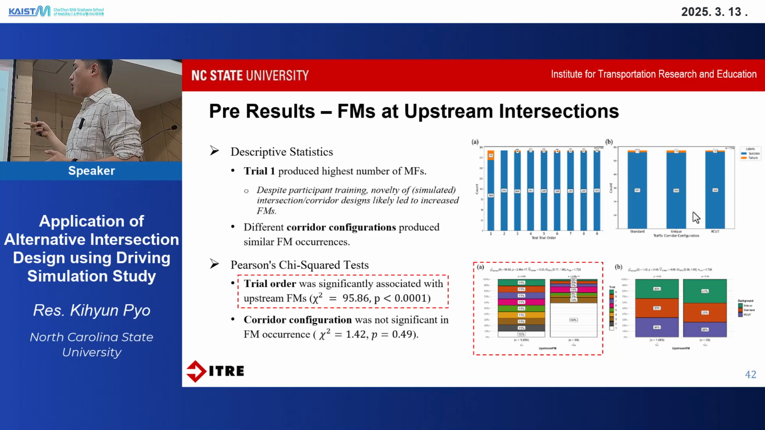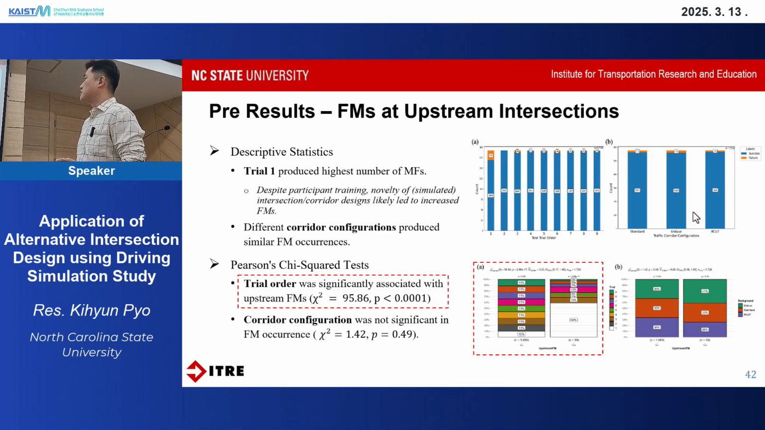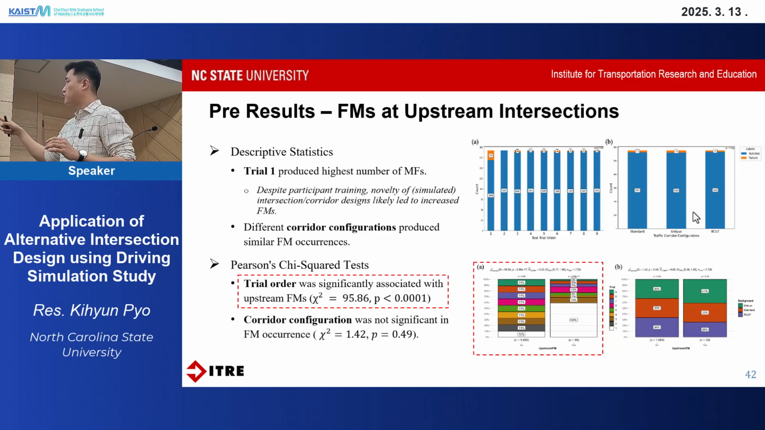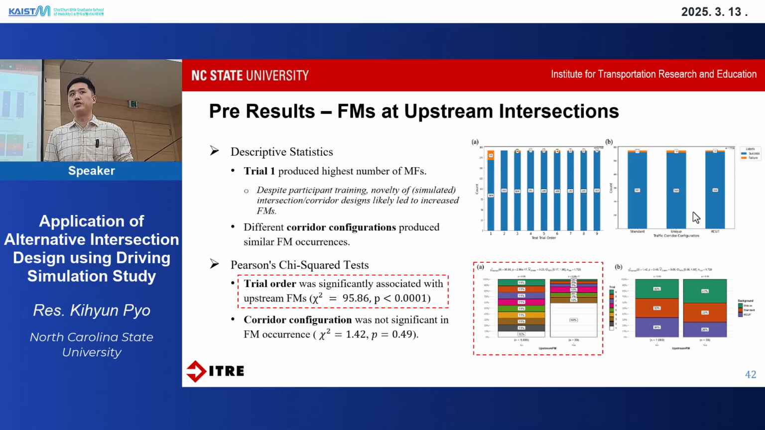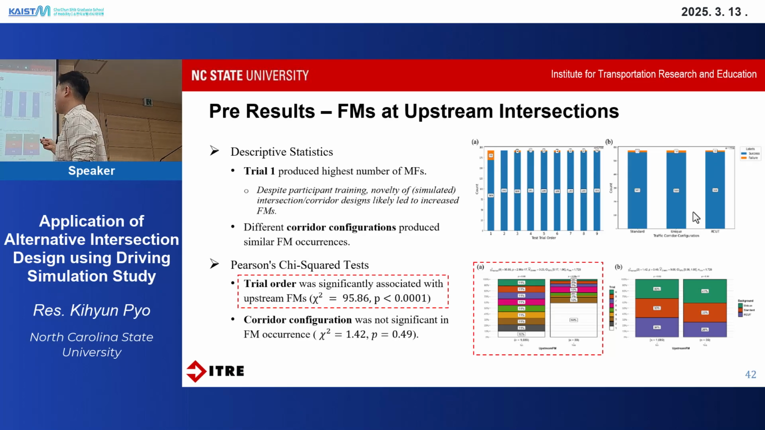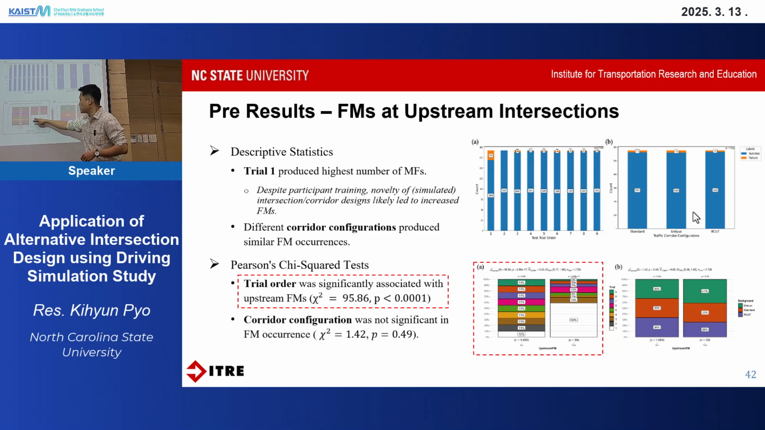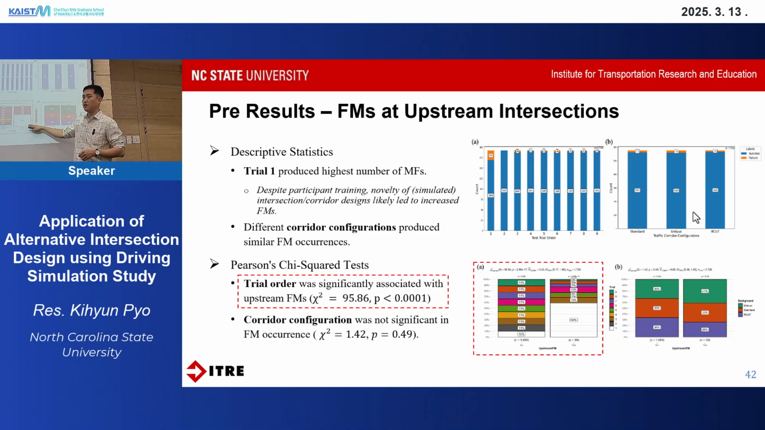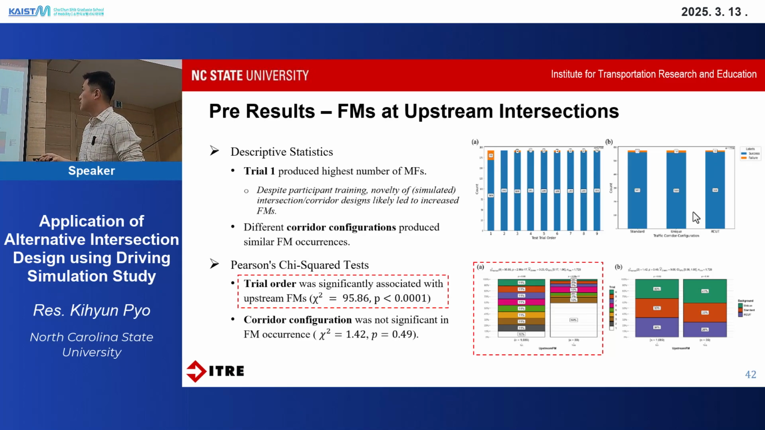The research team expected this situation because trial order was very significantly associated with failure movements. This one, the first trial, has a lot of failure movements. So sure, you can expect this.